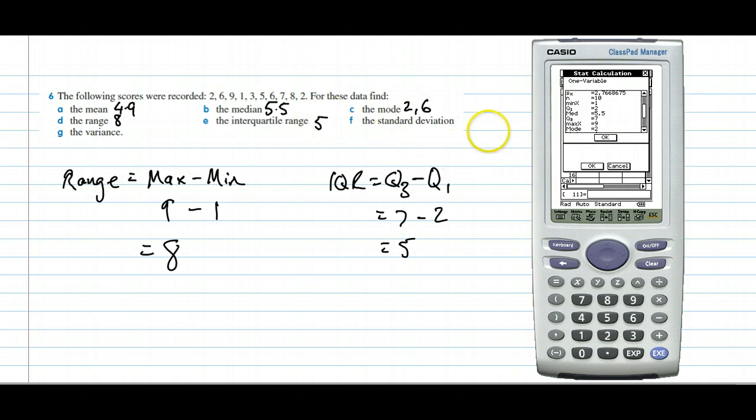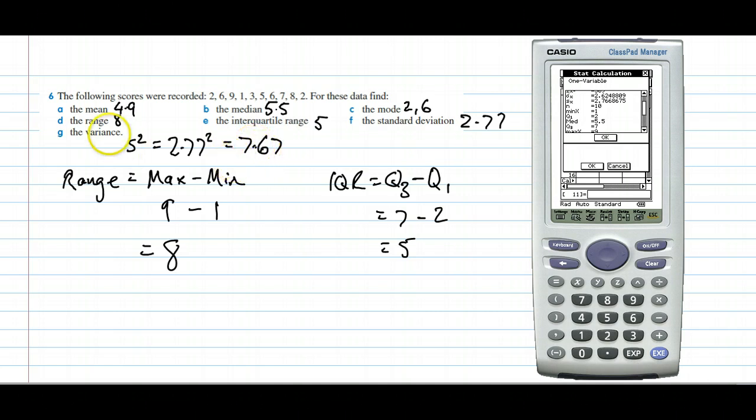That's the interquartile range. The standard deviation is SX, so that's 2.77. And then the variance is going to be the standard deviation squared. So we just need to square the standard deviation of 2.77. And if you put 2.77 squared into a calculator, then you get 7.67.